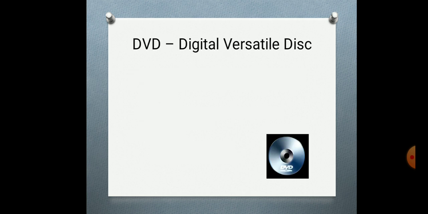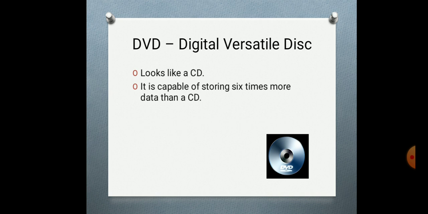The next secondary storage device is DVD. DVD refers to digital versatile disc, or we can say digital video disc also. It also looks like a CD, as you see in the picture, but it can store 6 times more than a CD. So the data capacity is 6 times greater than a CD.